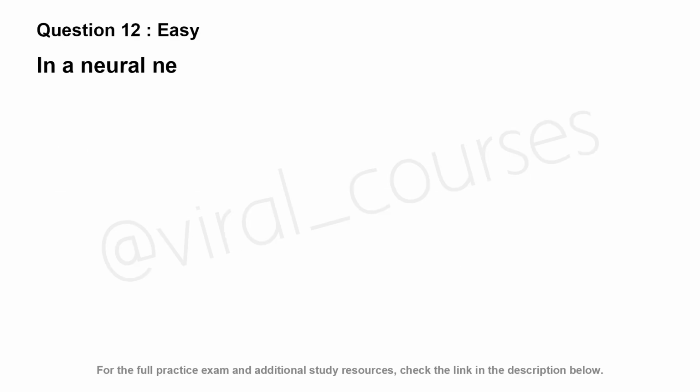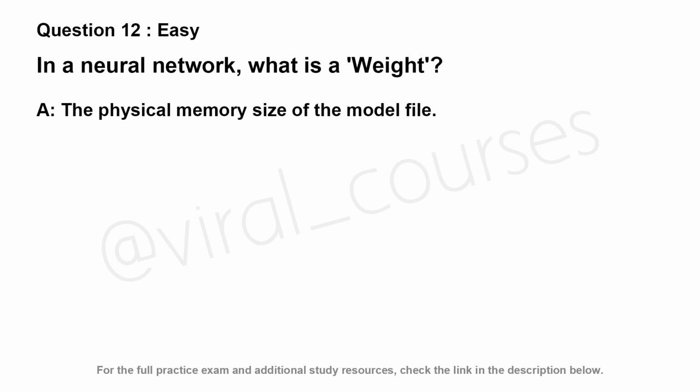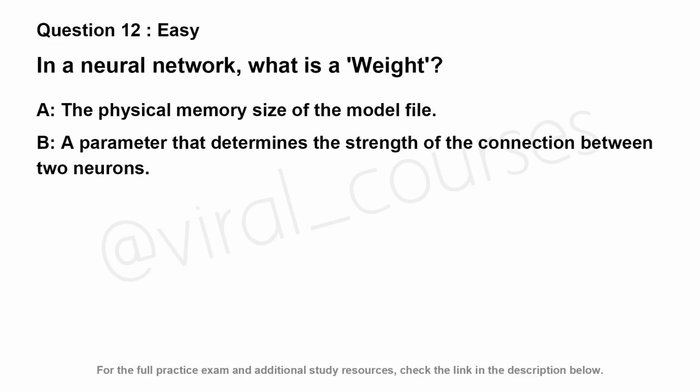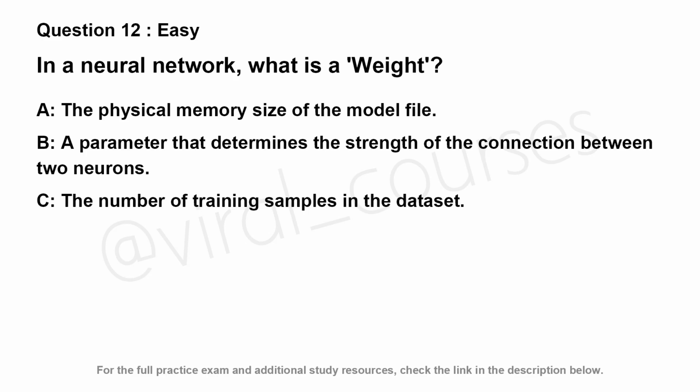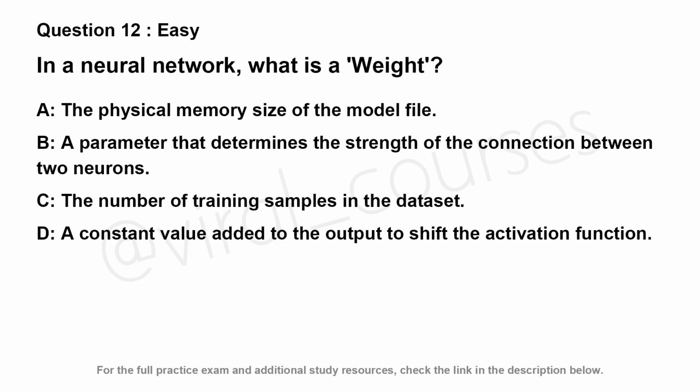In a neural network, what is a weight? Option A. The physical memory size of the model file. Option B. A parameter that determines the strength of the connection between two neurons. Option C. The number of training samples in the dataset. Option D. A constant value added to the output to shift the activation function.